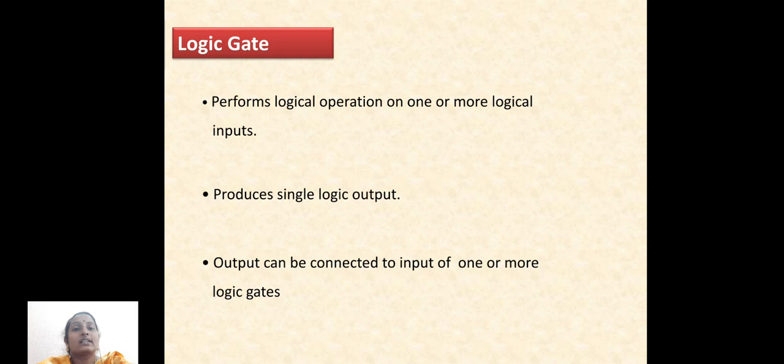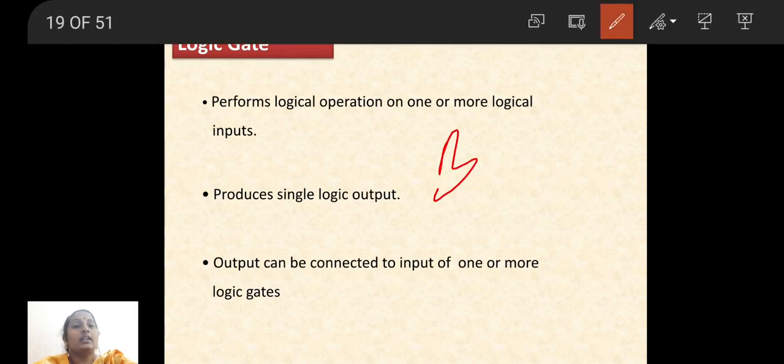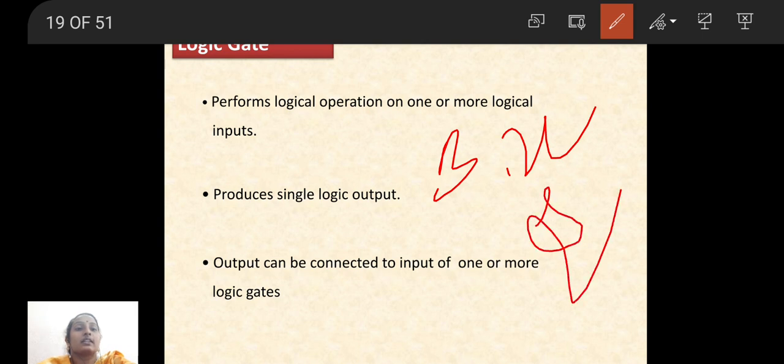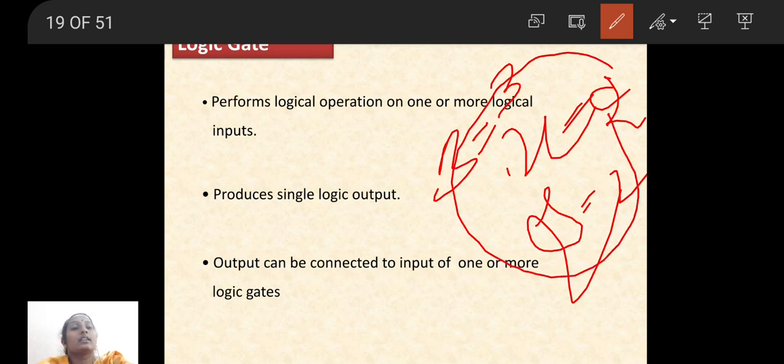So many logic gates are there: basic gates, universal gates. How many gates are there? Basic gates, universal gates, and also special gates are there. So total 7 gates are there. Among 7, basic 3: AND, OR, NOT; universal 2: NAND, NOR; special 2: XOR and XNOR. So total 7 logic gates are there.